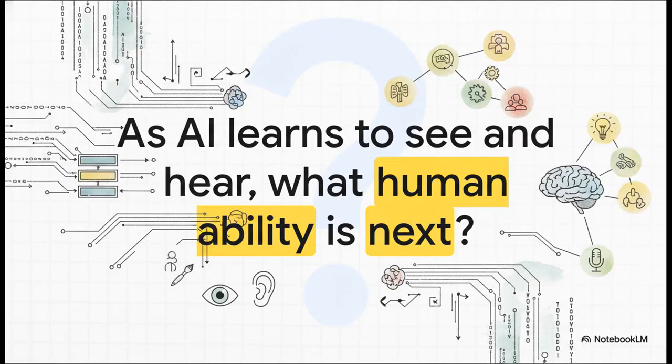So that's where we'll leave it. We've built this incredible engine that mastered language. Now it's learning to see and to hear. It makes you wonder, doesn't it? As these AIs develop senses that are more and more like our own, what human ability is next on the list? Definitely something to chew on.